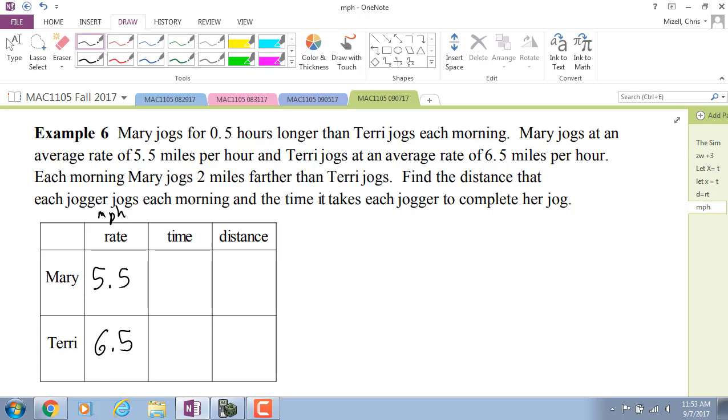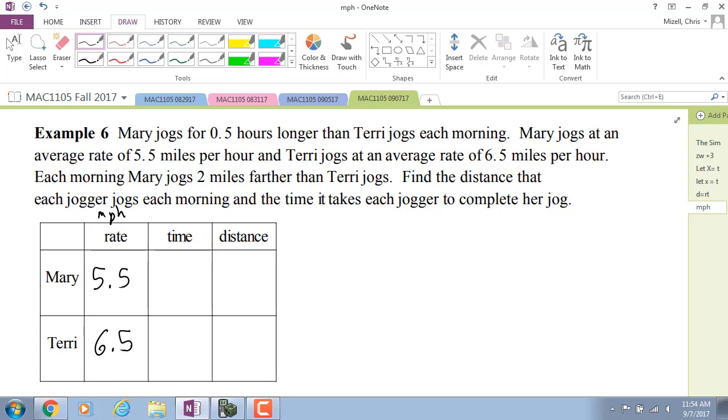Now there's a relationship that's given between the times. Mary jogs 0.5 hours longer than Terry jogs. So we could let T be somebody's time and fill in the second column. There's also a relationship given between the distances. Mary jogs 2 miles farther than Terry jogs. We could let D be somebody's distance and fill in the third column with expressions with D's in them. But we don't want to do both. So what would be your preference? We want to let T be somebody's time or let D be somebody's distance? T. Let T be somebody's time.